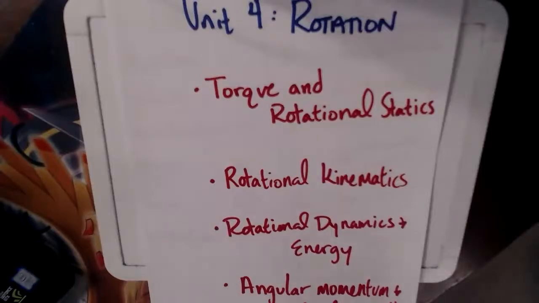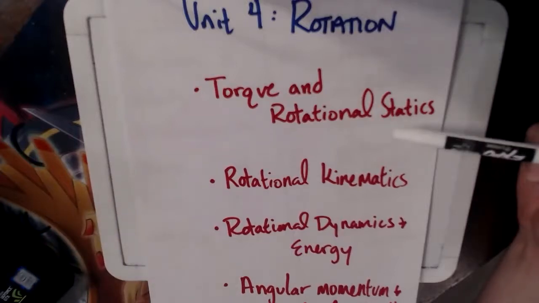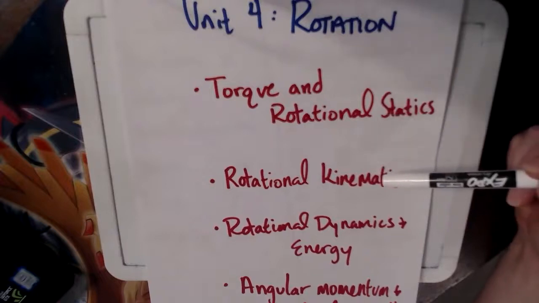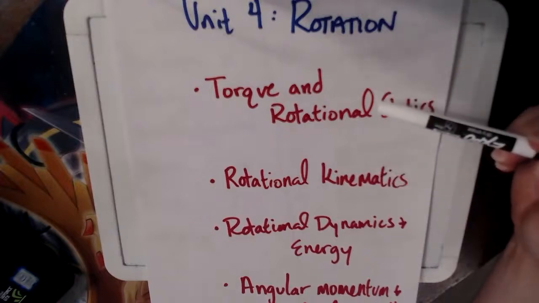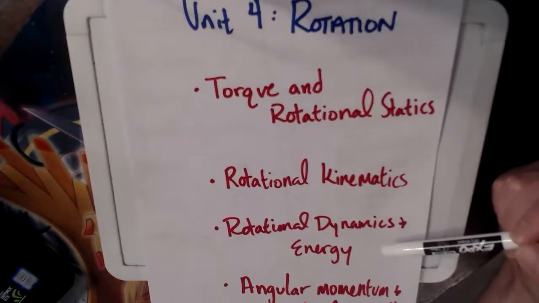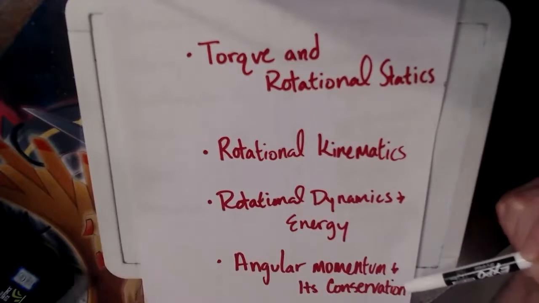All right, for this video, we're going to be talking about some rotation. We're going to go through a common rotational statics and torque question, move into some rotational kinematics, see where this question can go, move into dynamics and energy. So how does an energy problem change when there's something rolling? And then we'll get into angular momentum and its conservation, where we focus on the angular momentum of a point mass.